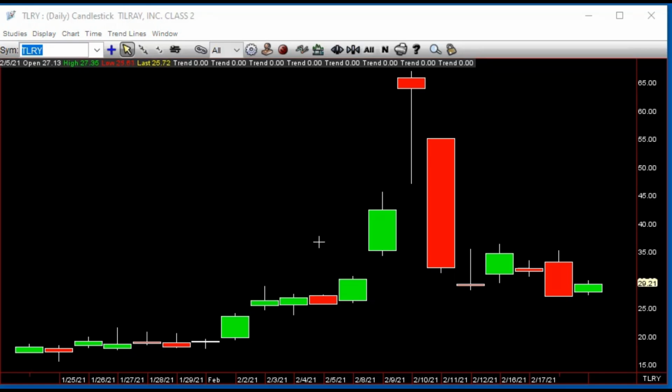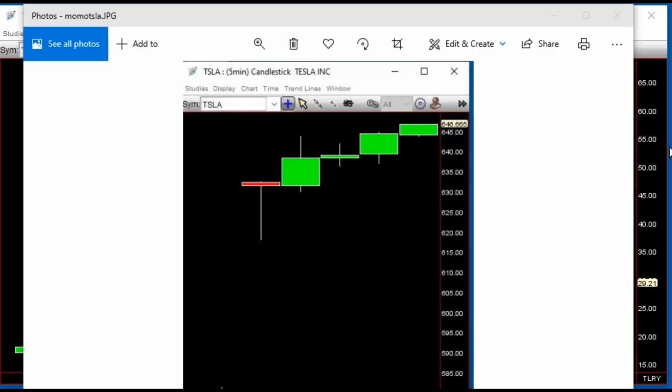Another thing you'll hear me talk about is hammers and shooting stars, or Momo hammers and Momo shooting stars. So what's the difference there? If we go to Tesla, here you see Tesla gapped up and then hammered. A Momo hammer is either going to be a 2 up or inside with continuity. A regular hammer is going to be a 2-2 reversal potentially. So what do I mean by that?